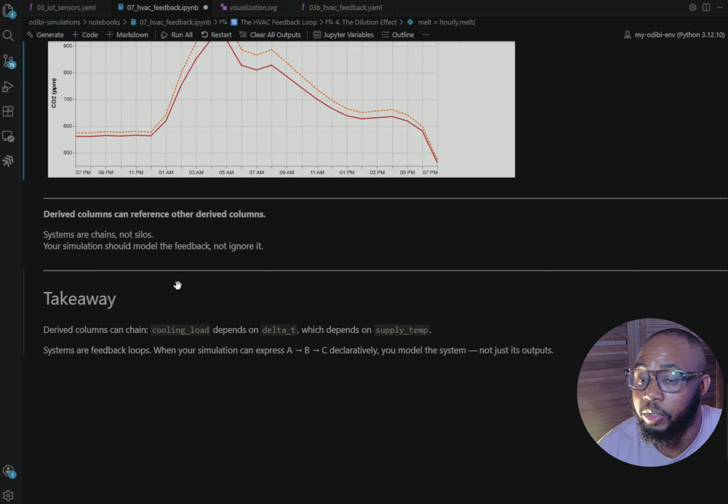All right. In conclusion, derived columns can reference other derived columns within the Odibi system. Systems are chains, not silos, and again, the simulation should model the feedback, not ignore it.